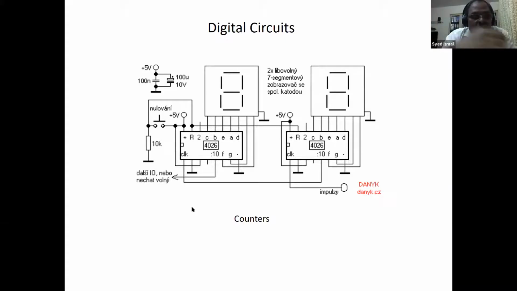Here we are talking about the next level: counters. There are some ICs available where you give a pulse and it goes on counting. You need not have a microcontroller for this. So this is a counter IC. The example given here uses 2 of the 7-segment displays to show a counter. So another component you have in digital circuits is a counter. Next slide, please.